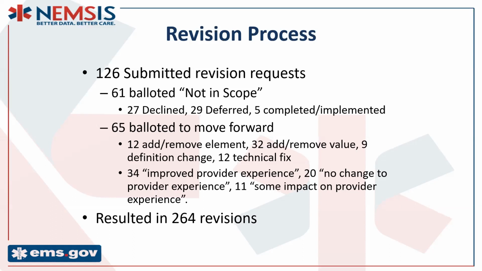65 were balloted to move forward. Here's the breakdown of what those revision requests look like. 12 of them would either add or remove an element from the NEMSIS standard. 32 would add or remove a value within an element. 9 were just definitional changes, and 12 were technical fixes.